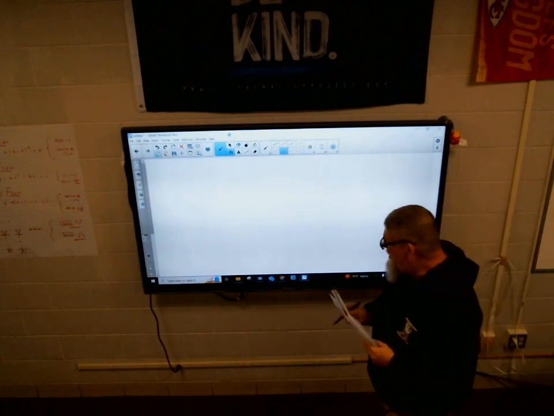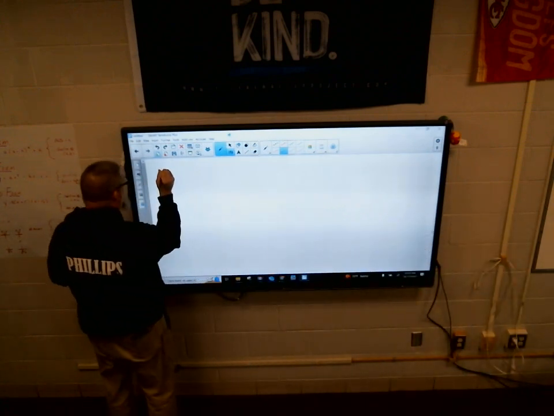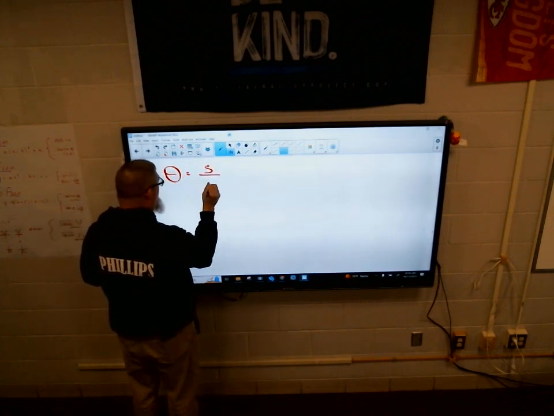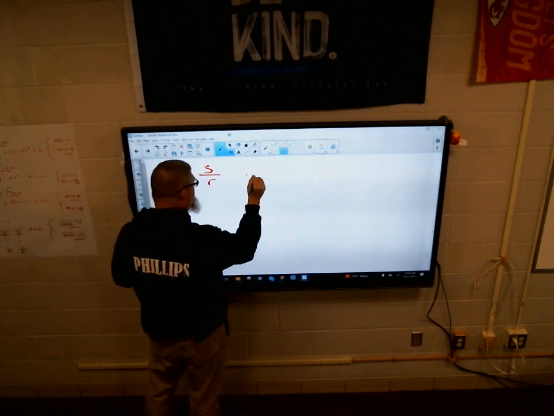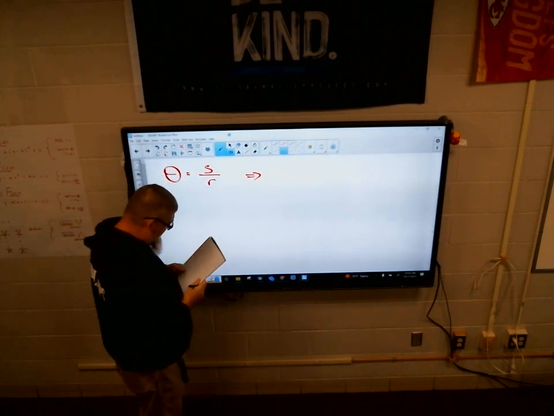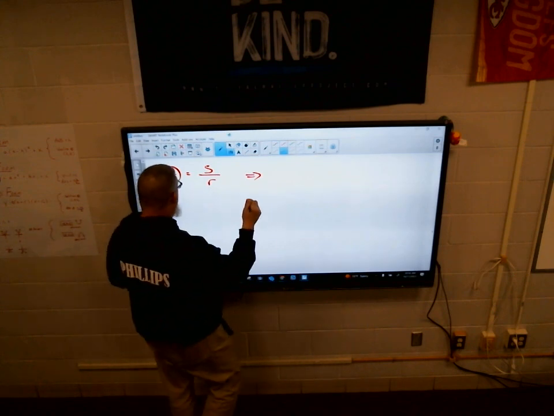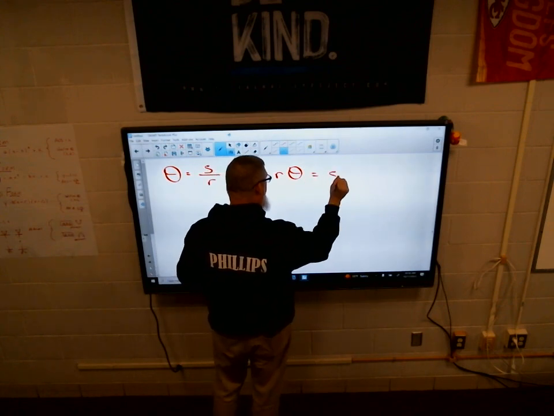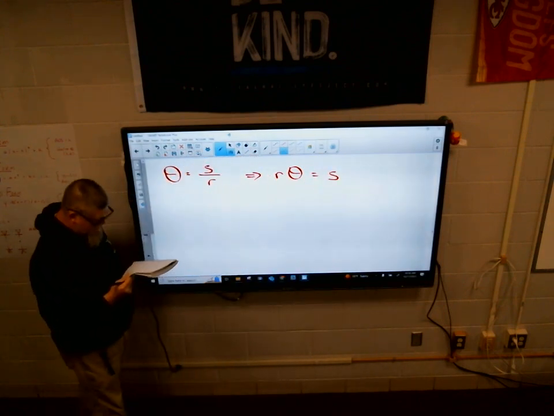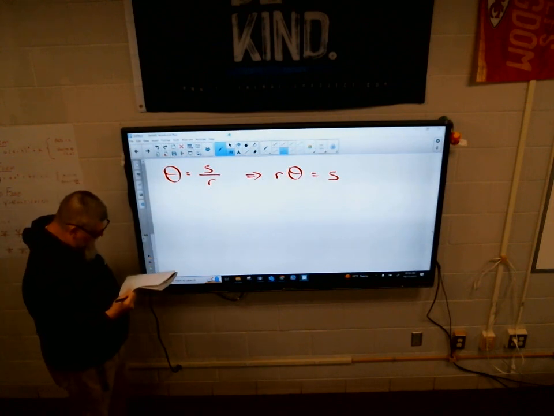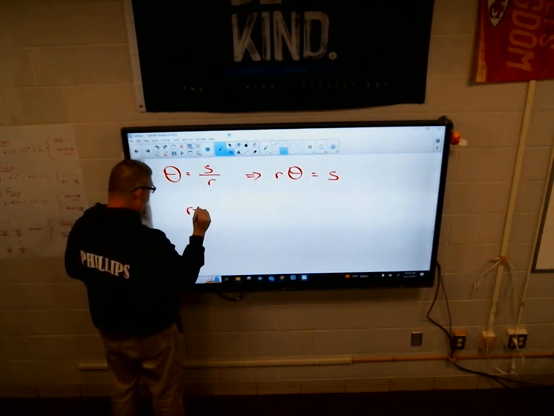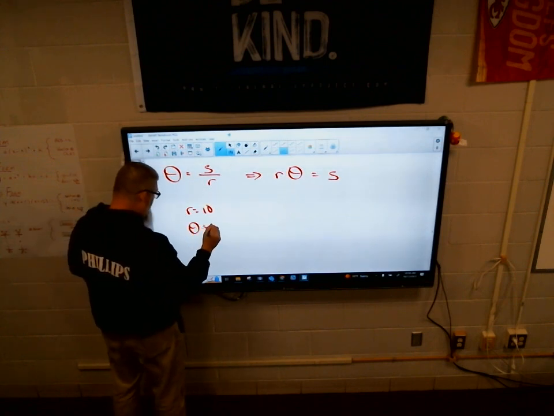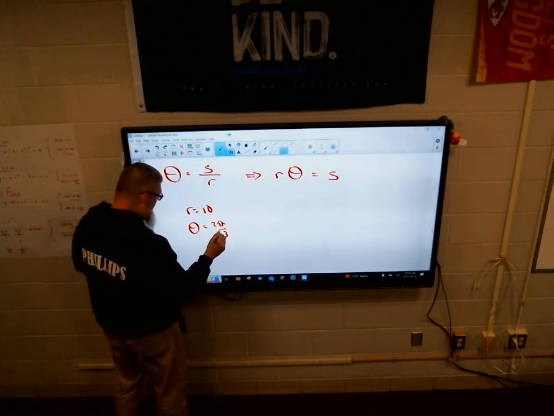So remember, here's something in your homework. Theta, the central angle, is going to equal arc length divided by radius. That leads to another formula. We're going to write it this way: the radius times the central angle is going to be equal to the arc length. So sometimes they're going to say we know that the radius of the circle is 10, and somehow we know that theta is 2 pi over 3.